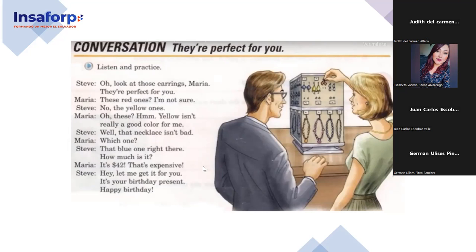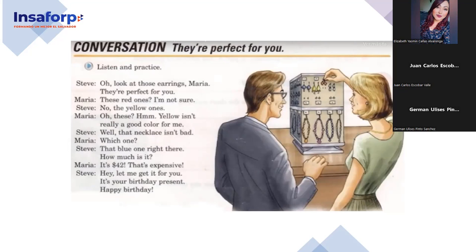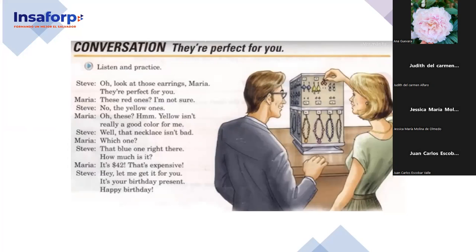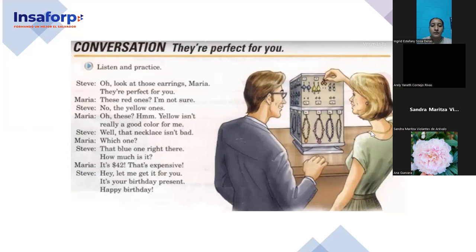Oh, look at those earrings, Maria. They're perfect for you. Those red ones? I am not sure. No, the yellow ones. Oh, yellow is not really a good color for me. Well, that necklace isn't bad. Which one? That blue one right there. How much is it? It's $42. That's expensive. Hey, let me get it for you. It's your birthday present. Happy birthday. Thank you. Very good. Thank you so much.